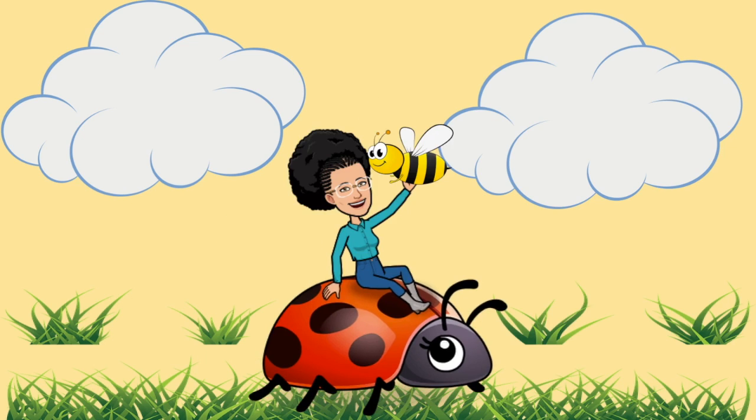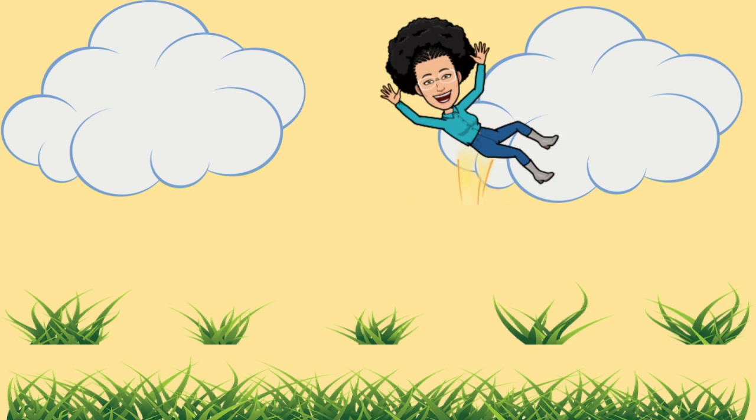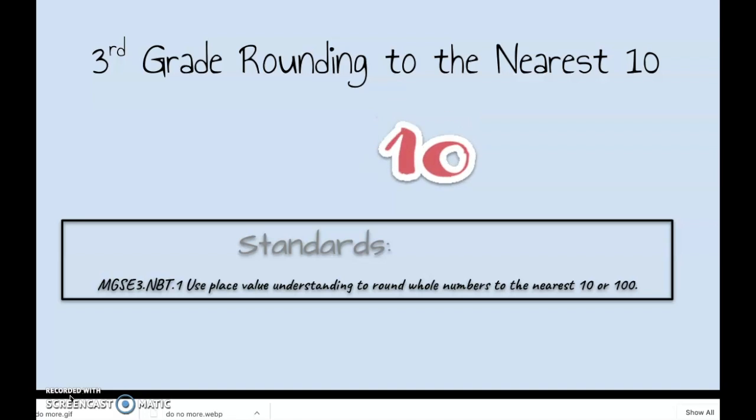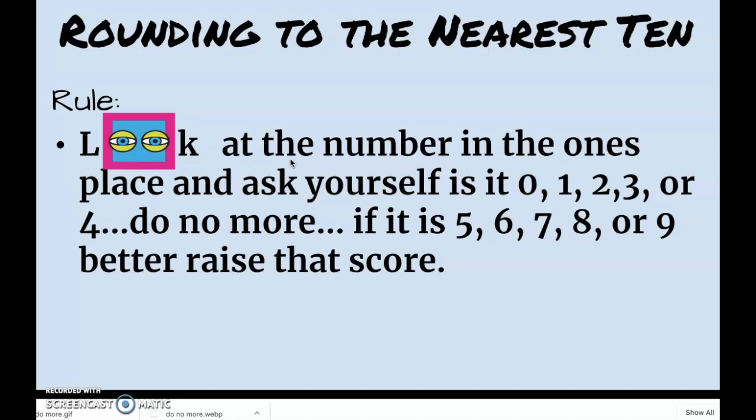In this lesson, we're going to use place value understanding to round whole numbers to the nearest 10 or 100. In this case, we're going to start off our lesson by rounding to the nearest 10. Okay, so let's take a look at the rule.